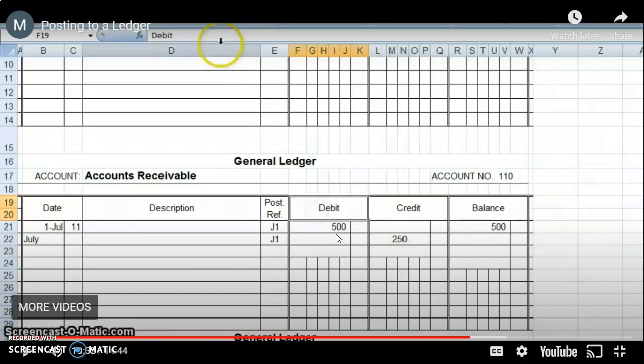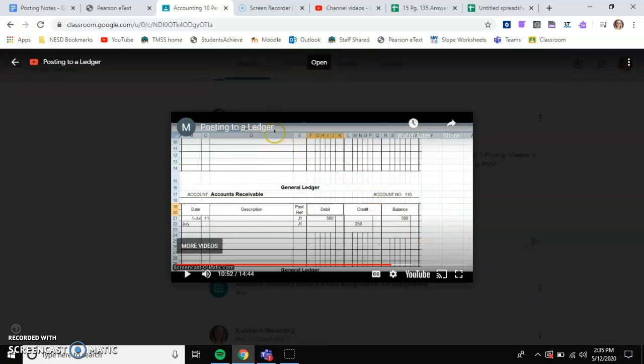And then on the reference column of the journal, you're going to put 110 because that's where you posted it to. So those go hand in hand. They should be filled in last. You should do your post reference column always last. So that's what the ledger looks like.